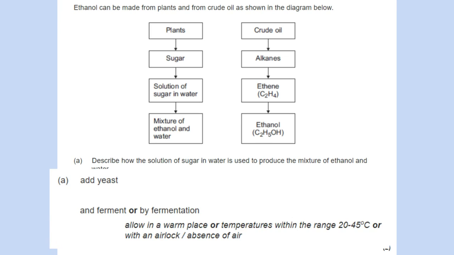So you need to add yeast and then allow the yeast to ferment or by fermentation, okay? You're also allowed to put it in a warm place or a temperature within the range of 20 to 45 degrees or with an airlock or an absence of air, okay?